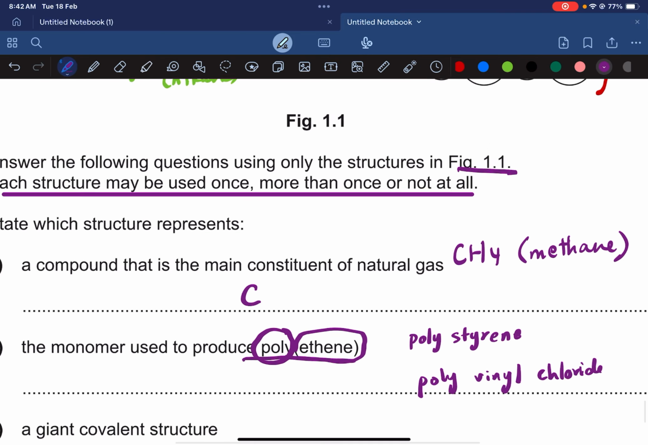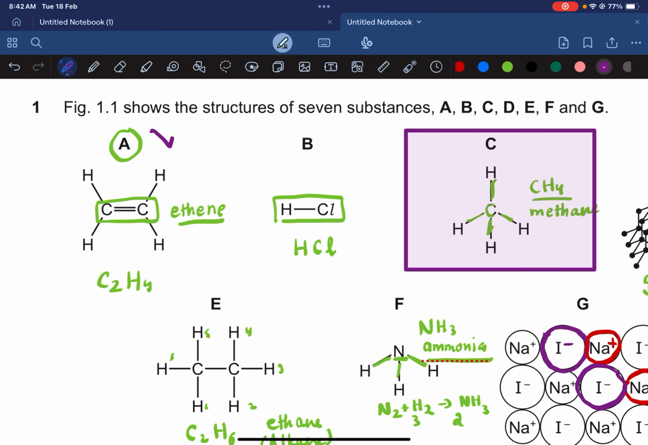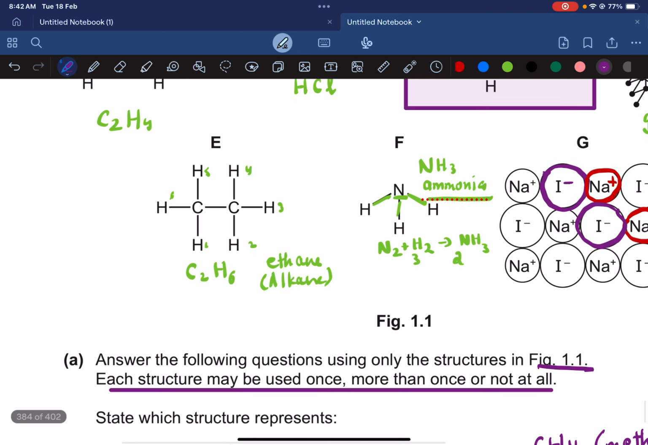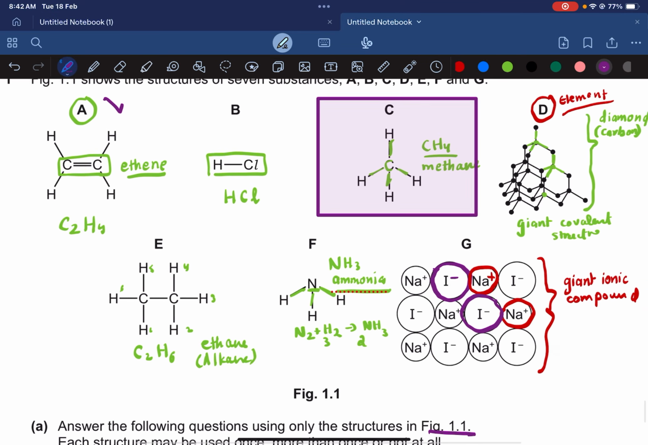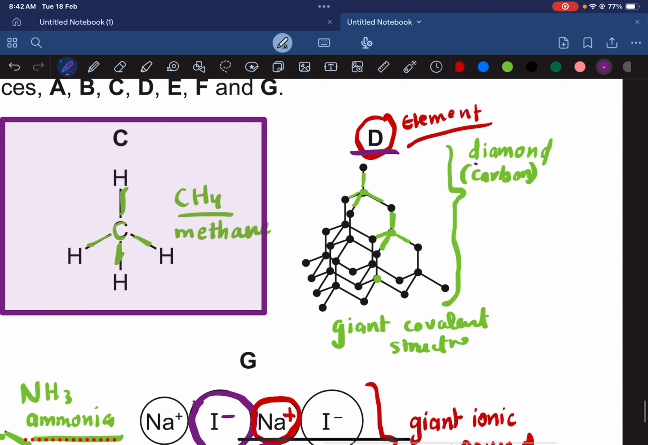So we just identified the structure of ethene, which was part A. That's ethene, so it's going to be A. Next: a giant covalent structure. We only have one giant covalent structure above, which we identified, which was part D, that resembled the structure of diamond, which was giant covalent because carbon atoms are attached to other carbon atoms through strong covalent bonds, making it a giant covalent structure. So that's going to be D.